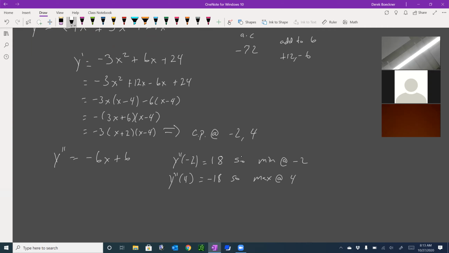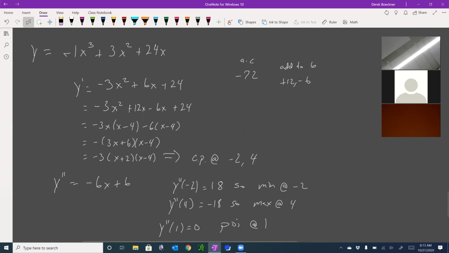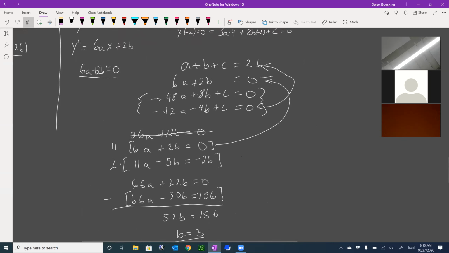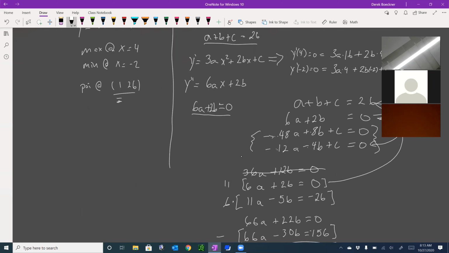And then y double prime of 1 is equal to 0. So point of inflection at 0, or sorry, at 1. And we already checked that a plus b plus c equals 26. So I just want to make sure that my minimum's at -2 and my max is at 4. And that's what we started with. Max at 4, min at -2. So all worked out for us.